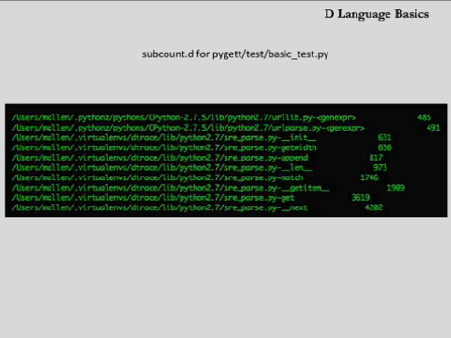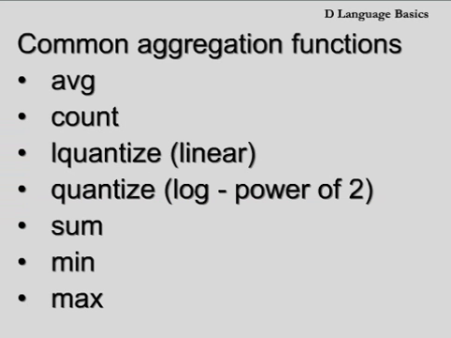All right. So here are some really common aggregation functions. I mentioned that there are more than this, and that's fine. These are the ones that I use most frequently, and so they're the ones I wanted to talk about. Average does what it says on the tin. Count, we already talked about. Lquantize is a really interesting function, and then its sister function, quantize. I'm going to talk about those last because they're actually the most interesting from all these. Sum, of course, aggregates and sums everything, min pulls out the minimum, and max pulls out the maximum from those arrays.